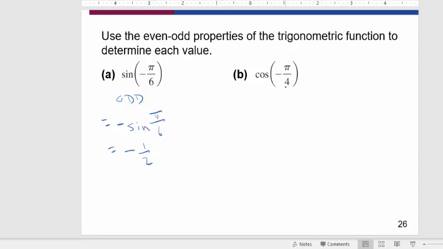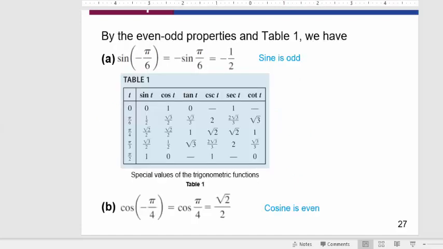All right. The cosine of negative pi over 4, since cosine is even, this is going to be the same as the cosine of pi over 4. And the cosine of pi over 4 is the square root of 2 over 2. So that's where the even odd properties come into play. And here's them going through it using the table, right?